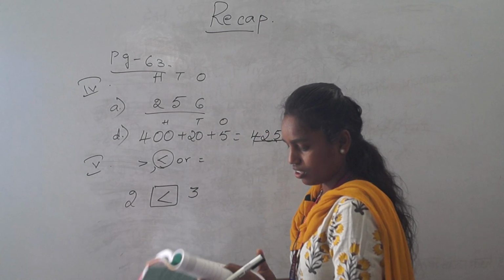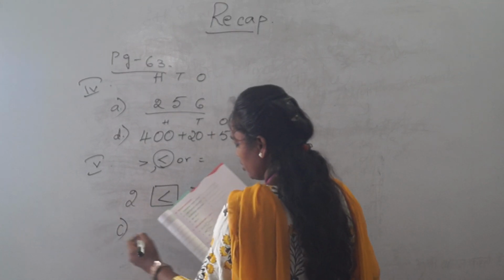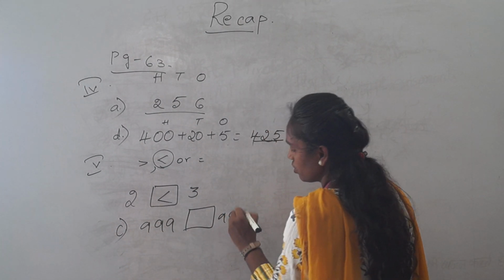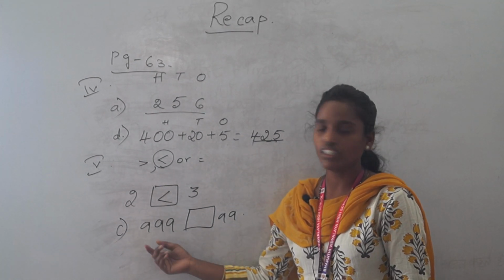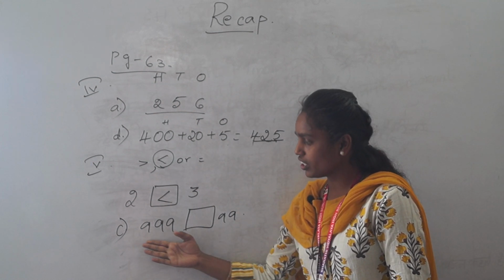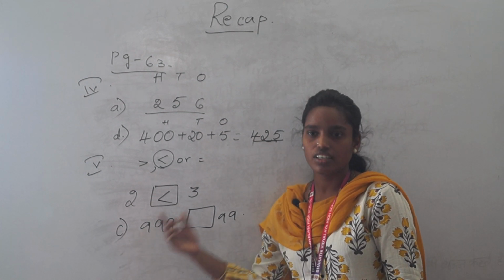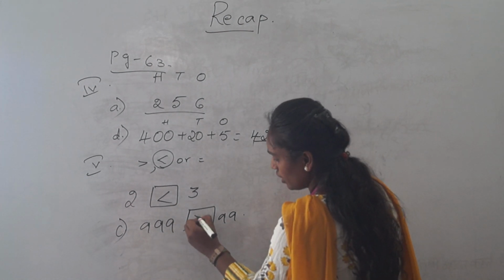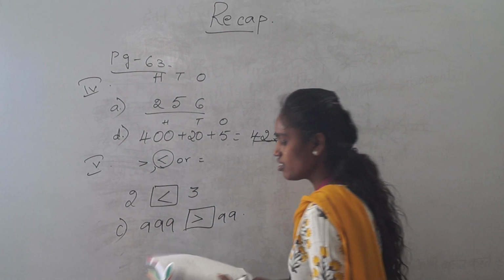So now going to page number 63, 5th bit. First see C bit, C1. Here we have 999 and 99. Tell me, children, what will we get as the answer? See here, this is a 3 digit number and this is a 2 digit number. So we can compare easily by how many digits the numbers have. Here a 3 digit number is greater than a 2 digit number. So 999 is greater than 99.